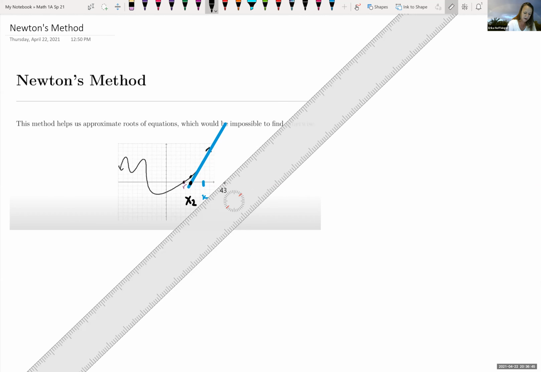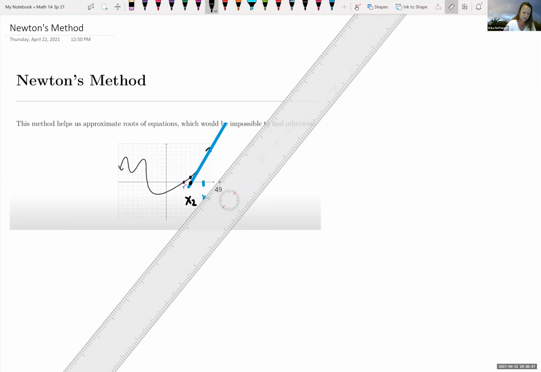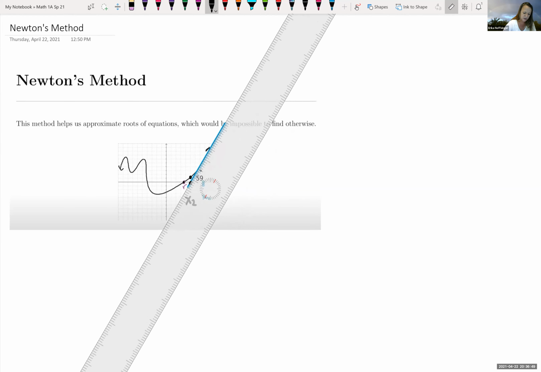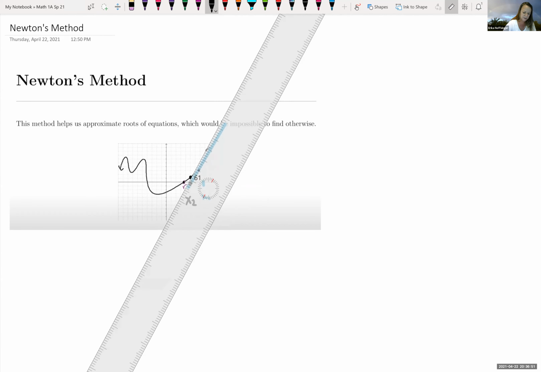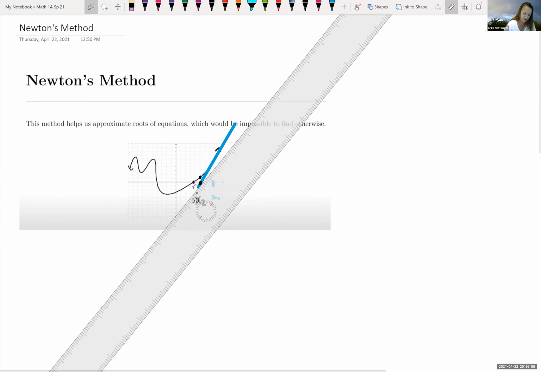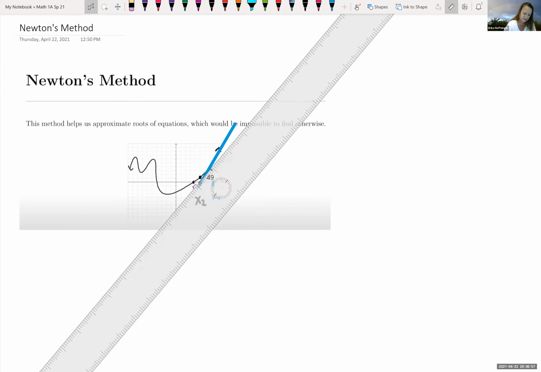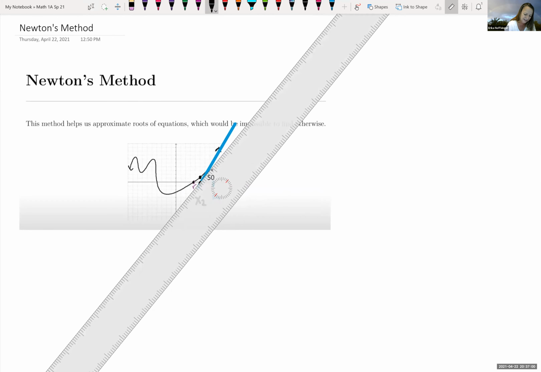So if we go up here and we find the equation of the tangent line when x equals 2, x of 2. Sorry, I'm trying to do this so that it's nice, but it's not doing it.